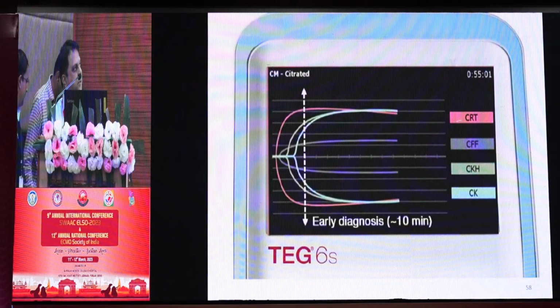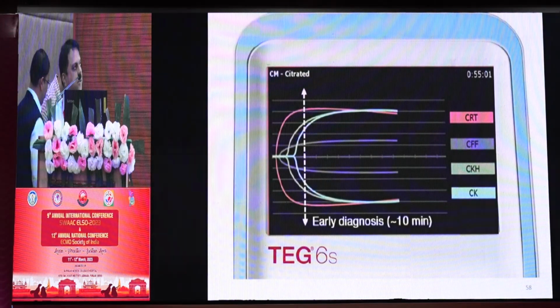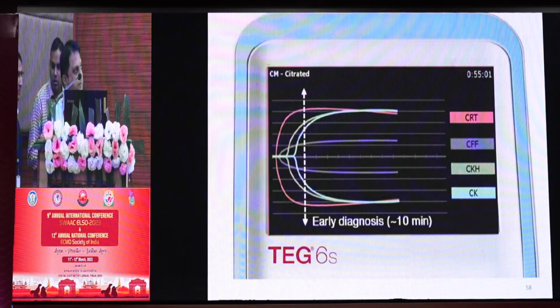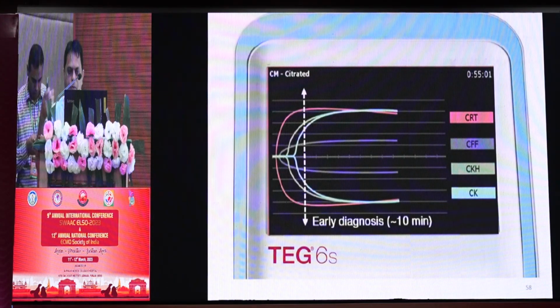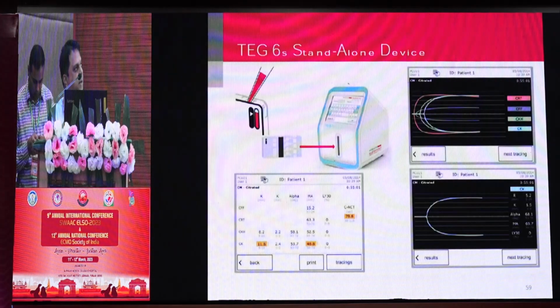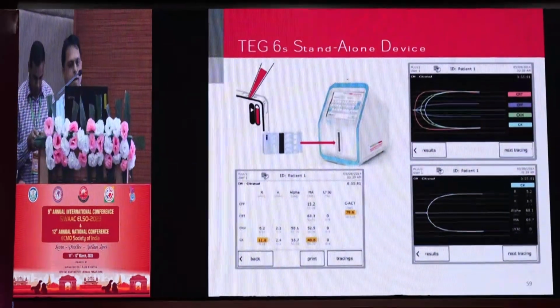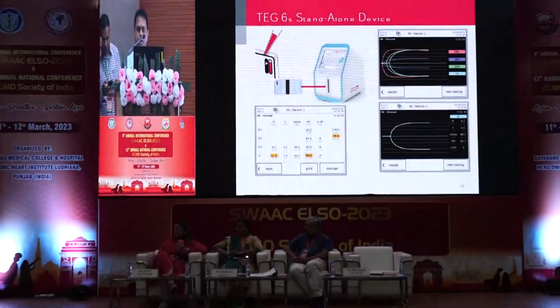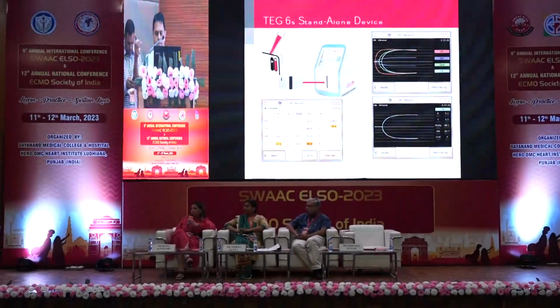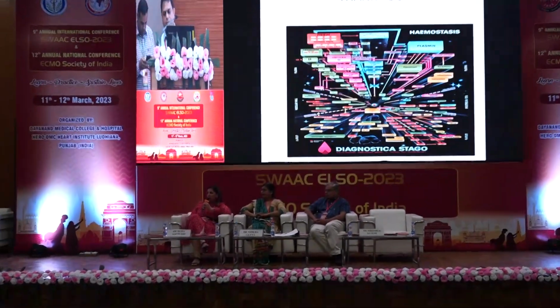It tells you about the kaolin activity, the functional fibrinogen activity, and the heparinase activity, and you get a diagnosis in 10 minutes, so you can work on it. And then you just have to run the platelet mapping to get a better picture of that. So this is a small primer into how you go about it, for the other speakers to pick up on this. Thank you.